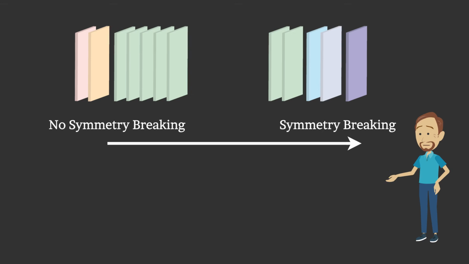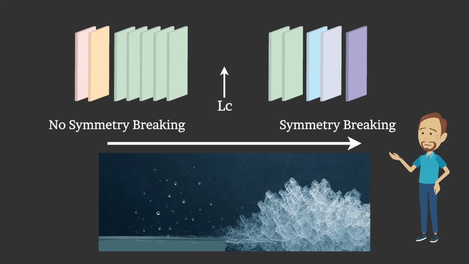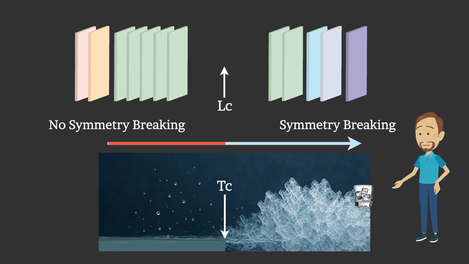After a certain critical layer, LC, the phenomenon of symmetry breaking emerges, where each head attempts to recognize a subset of labels. This is similar to physical systems that, after a critical temperature, undergo a phase transition, like how cooling water turns to ice or how magnetism is achieved after cooling below a critical temperature.